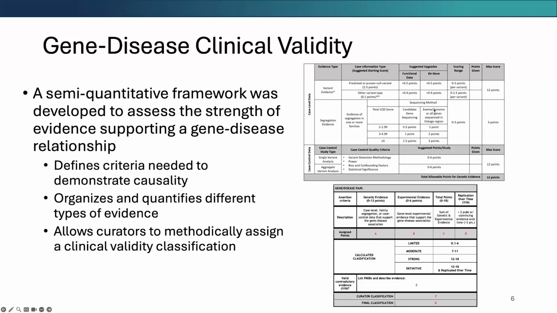And each one of it has default points that we can give, and it has a range because, again, that strength of evidence, we have to have the ability to have that range of points. And so really, this is important when we think about having this structure and framework defines that criteria that's needed to demonstrate causality, that a gene actually is involved in this disease. And of course, it's organizing and quantifying that different type of evidence and allows us as an expert panel to methodically assign clinical validity classifications. But a key part of this, it's a gene disease relationship.